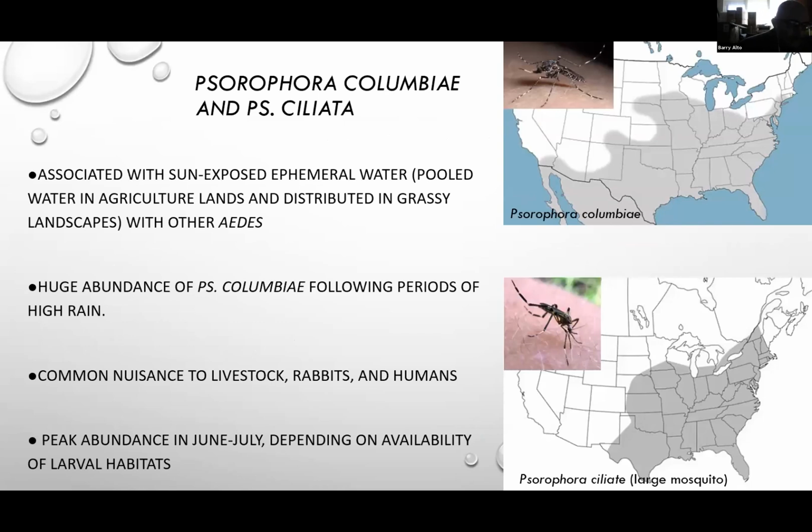So let's go into a few examples of them and talk a little bit about their biology and ecology. So Psorophora columbiae and ciliata, these are associated with sun-exposed ephemeral water, pooled water in agricultural lands, and distributed in grassy landscapes. They're also found with other Aedes. There are huge abundances of Psorophora columbiae following periods of high rain, and it is a common nuisance to livestock, rabbits, and humans. The peak abundance is usually early summer, June to July, depending on the availability of larval habitats. And you can see on the right side of the screen an example of each of the mosquito adults and their distribution shown in gray in the United States. Fairly large mosquitoes, and when you get bit by them, you usually know it.